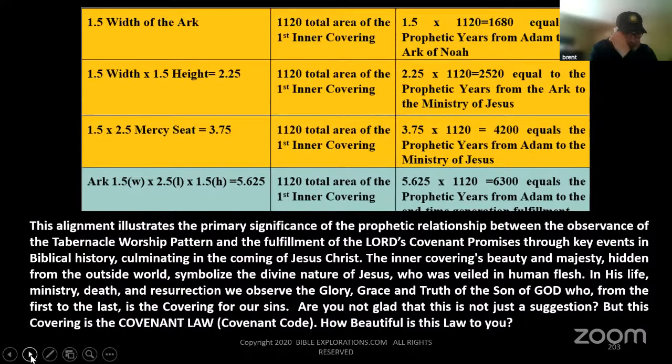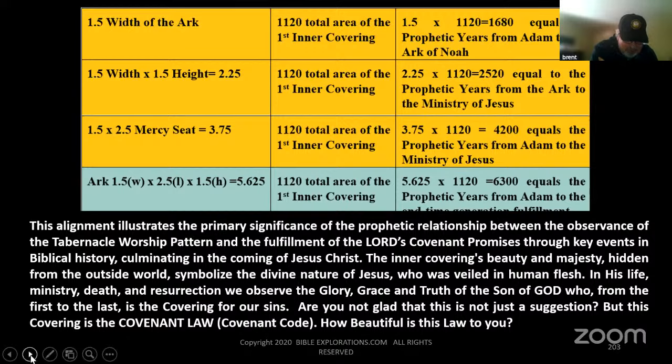This alignment illustrates the primary significance of the prophetic relationship between the observance of the tabernacle worship pattern and the fulfillment of the Lord's covenant promises through key events in biblical history, culminating in the coming of Jesus Christ. The inner covering's beauty and majesty, hidden from the outside world, symbolize the divine nature of Jesus, who was veiled in human flesh. In his life, ministry, death, and resurrection, we observe the glory, grace, and truth of the Son of God, who, from the first to the last, is the covering for our sins.